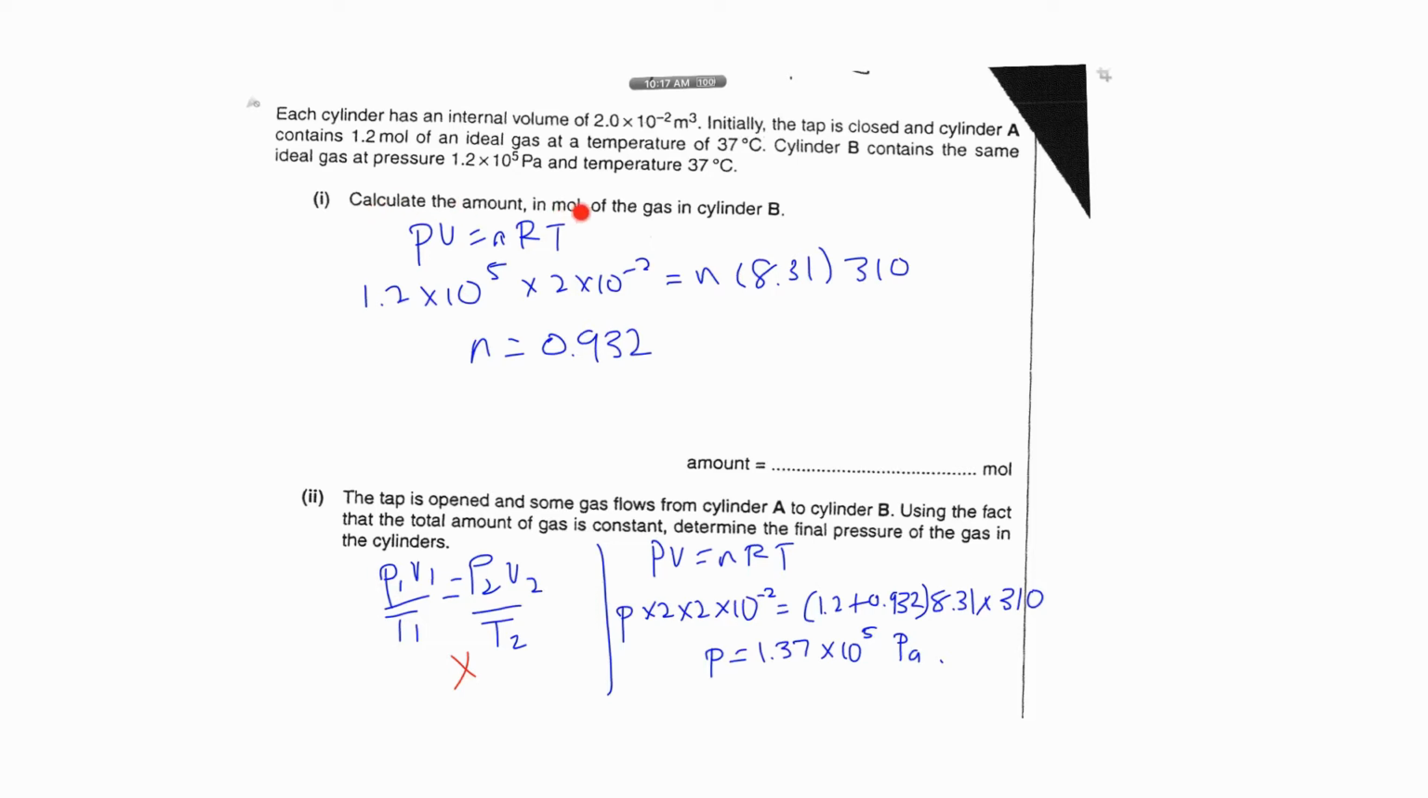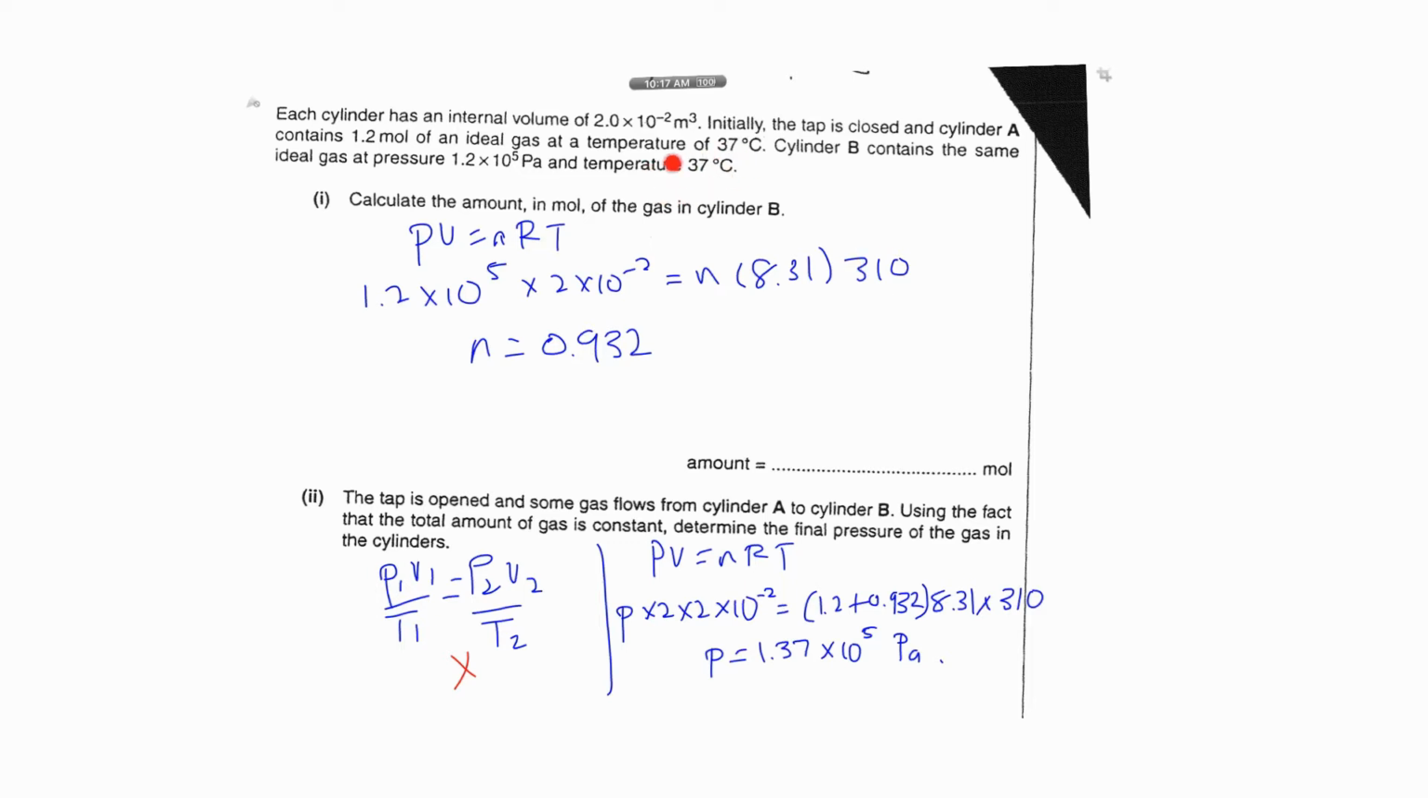So the first part of the question asks you to calculate the amount of substance, which is the number of moles in cylinder B. Now, of the ideal gas equations, the only one that gives you the number of moles is PV = nRT. There's no other equation that gives you the number of moles. So every time they ask you for the number of moles, you start off with PV = nRT. You substitute the pressure in B, which you know, and the V in B, which we also know. R is the molar gas constant you get from the data booklet, and the temperature you have to convert to Kelvin.